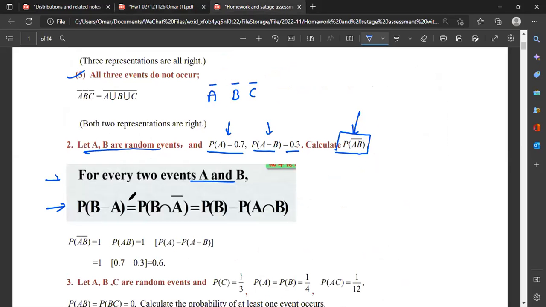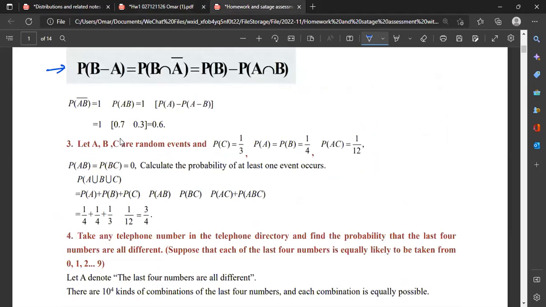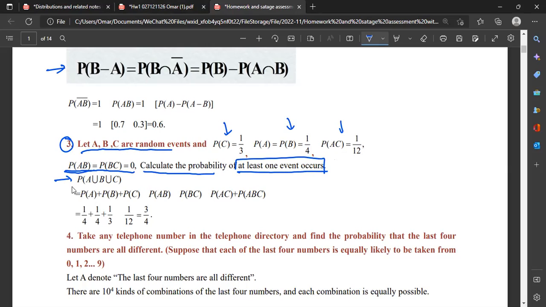And then the third question of homework 1. Let A, B, and C be random events, and P of C equals 1/3, P of A equals P of B equals 1/4, and P of AC equals 1/12. P of AB equals P of BC equals 0. Then we have to calculate the probability that at least one event occurs. At least one event occurs means P of A union B union C.